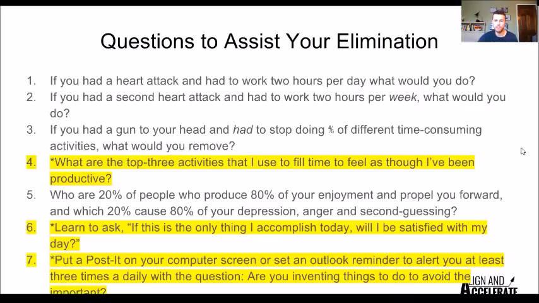Are you inventing things to do to avoid the important? And if we are inventing things to do to avoid the important, we're distracting ourselves. And so it's really about staying on focus, being able to focus on the deep work that's going to have the biggest impact on us. And that's what we're really trying to get at here with these questions.